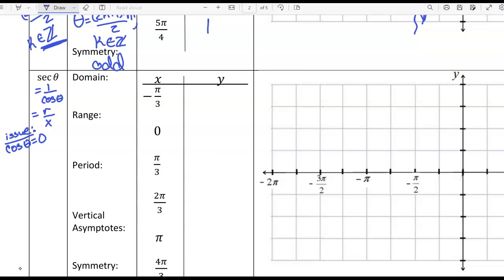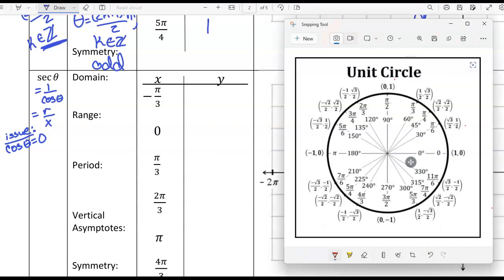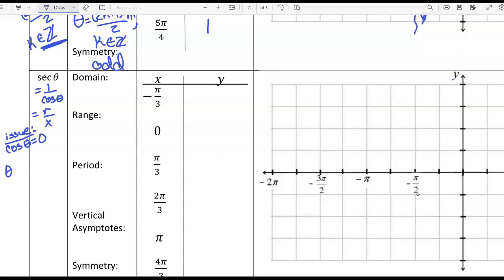And if you think about that unit circle and where that's happening, cosine is equal to 0 at pi over 2, 3 pi over 2, 5 pi over 2, 7 pi over 2, and so on. So anytime we have those odd integer multiples of pi over 2. So for domain, it's going to be everything except 2k plus 1 pi over 2. And I'm going to rewrite this as theta instead of x, that way it matches my theta right there.